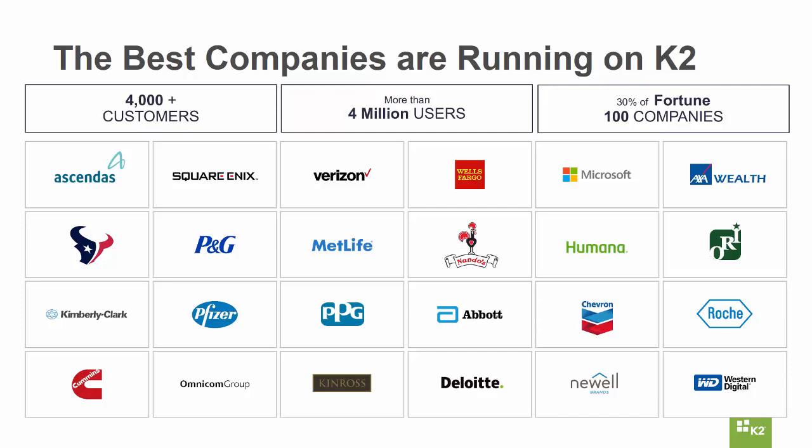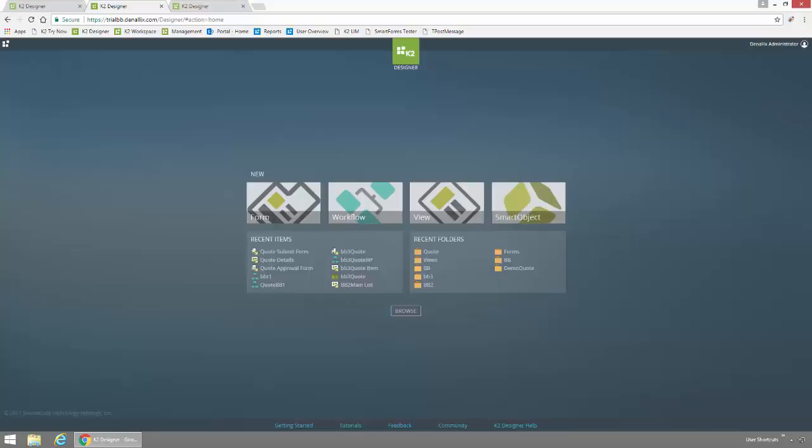All right, so with that, let's take a look at what the product looks like and go through maybe a couple of demos. So here we have the K2 Designer. In the K2 Designer is where you go to create smart forms, workflow processes, views, or smart objects, which are the ability to integrate with other systems, but you can also create your own smart objects to have K2 store the data that you want to collect and display and use.